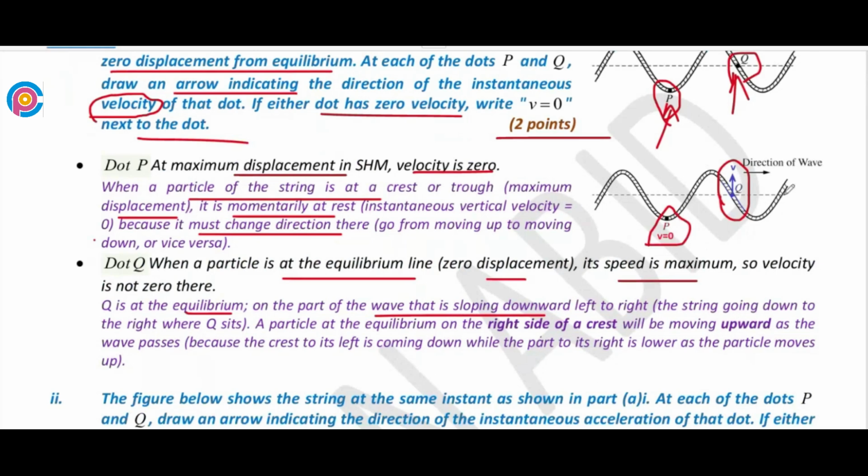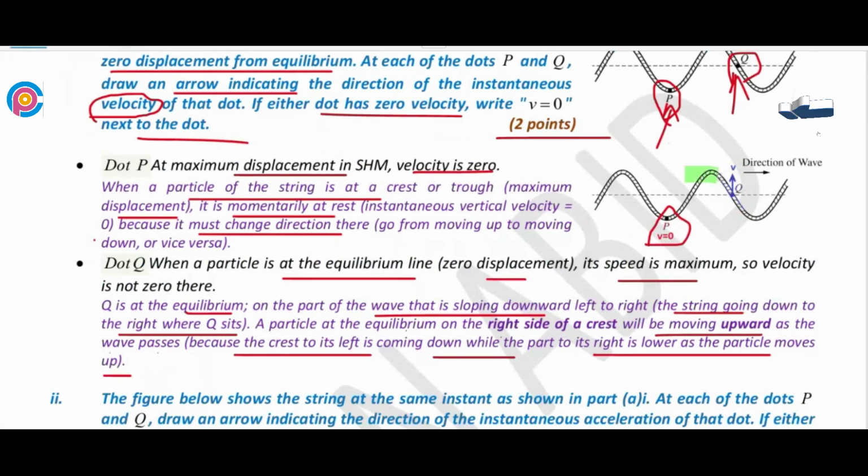One part of the wave is sloping down. You can see it has a negative slope in this case, and the string is going down to the right where Q sits. Now the equilibrium position to the right side of the crest will be moving up. As the wave passes, the crest is left, coming down, while the lower part is moving up. In simple terms, this part of the wave is going down and this part is moving up, because it is a trough going to a crest. Now this part is going to be the crest. So at this point Q will be moving upward, as we indicated in the figure.